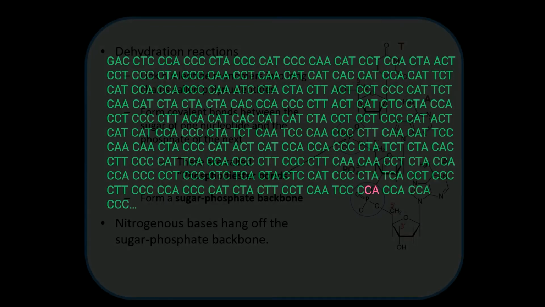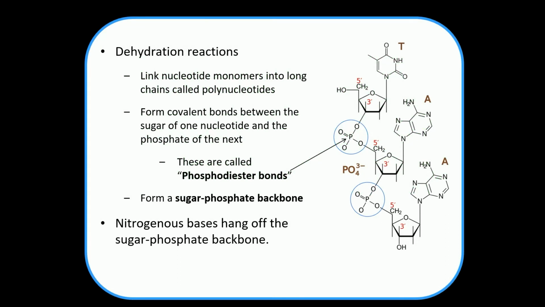Now, you already know that a dehydration reaction is used to combine two monomers to link them together in order to make polymers. So DNA molecules are made from nucleotides, and those nucleotides are linked through dehydration reactions. But for every kind of polymer, we have a different name for the bond that exists between the monomers. In the case of DNA, this is called a phosphodiester bond.